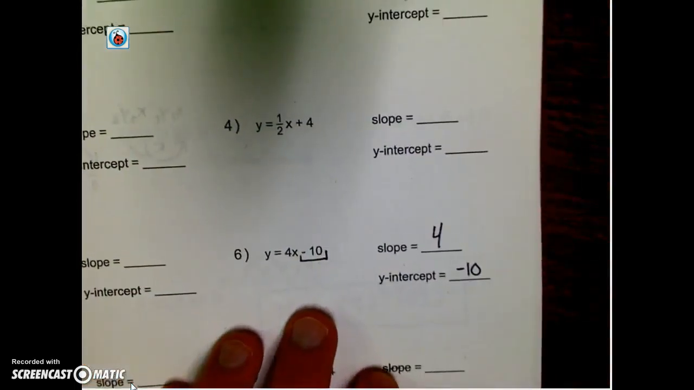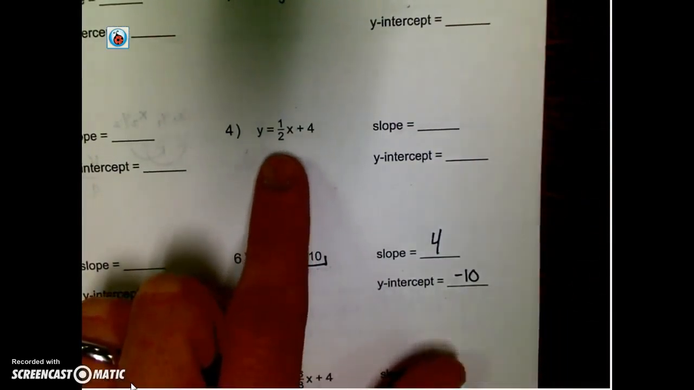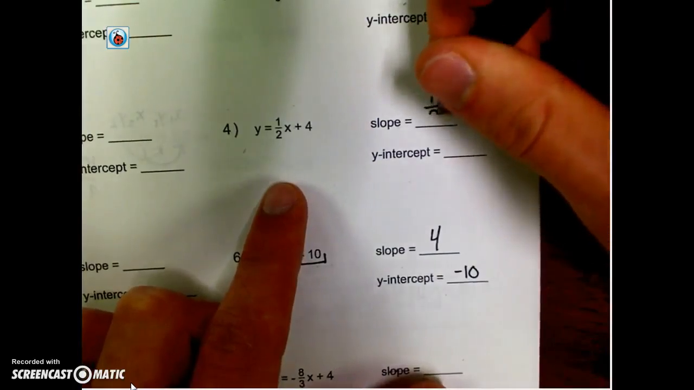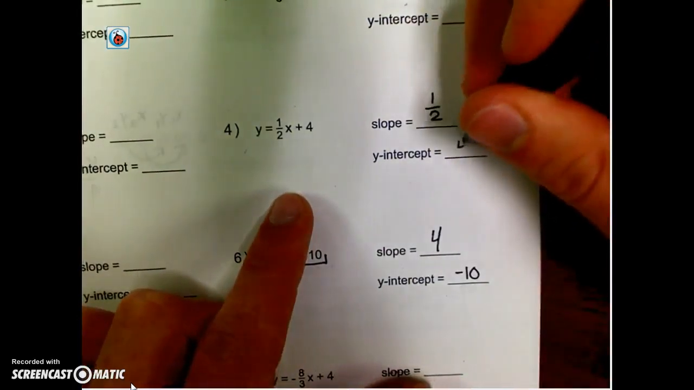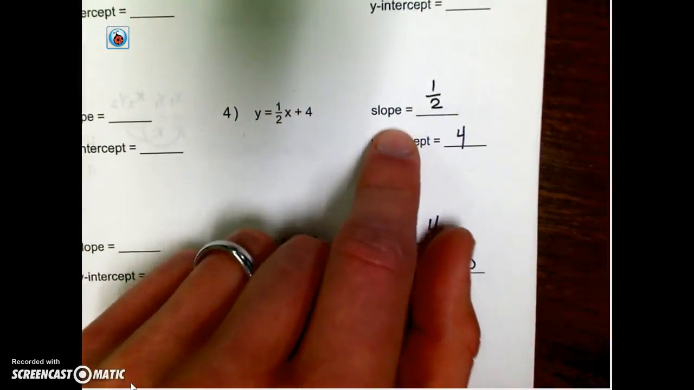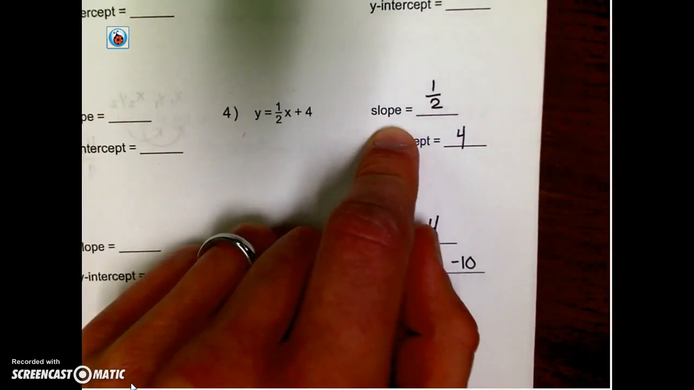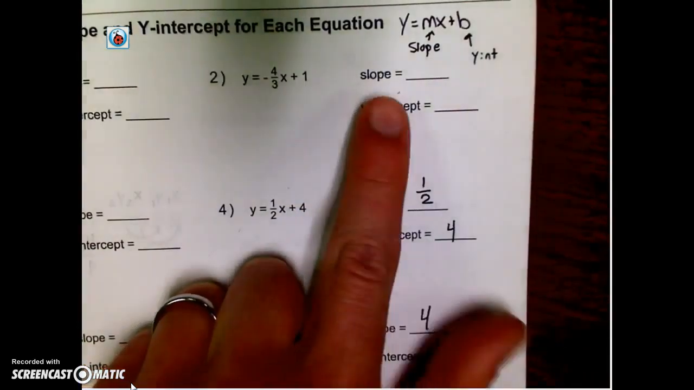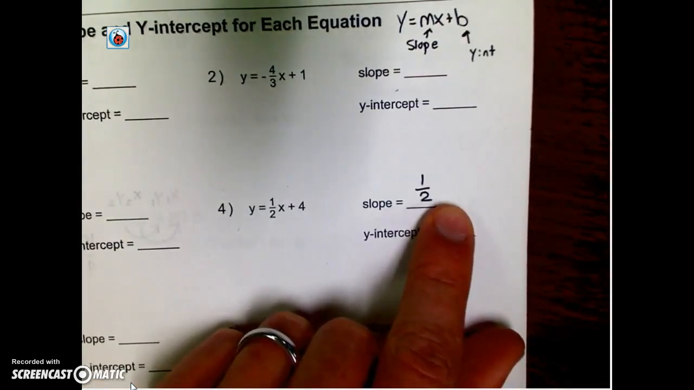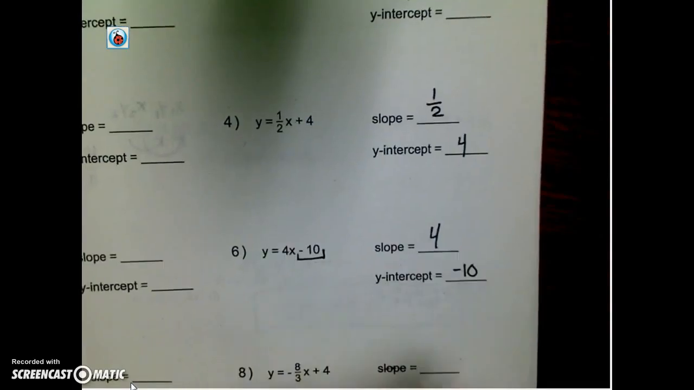So it works the same way even if there's a fraction. Say, for example, on number 4, our slope would be a 1/2. Our y-intercept would be a positive 4. And make sure that when you're identifying the slope, you only identify the number. It doesn't have the number and the x. Right, it's just the number. Slope's just m. Right, so we'll never see like a 1/2 x. Right, it's just the number that's with x. So the 1/2 and the 4 here.